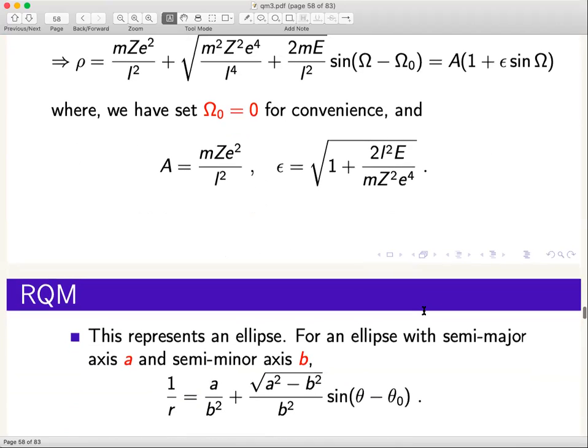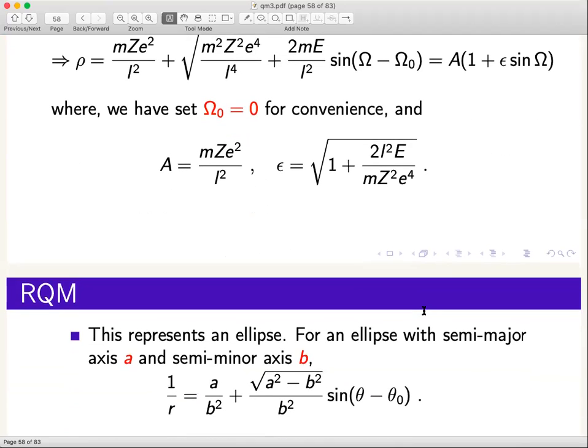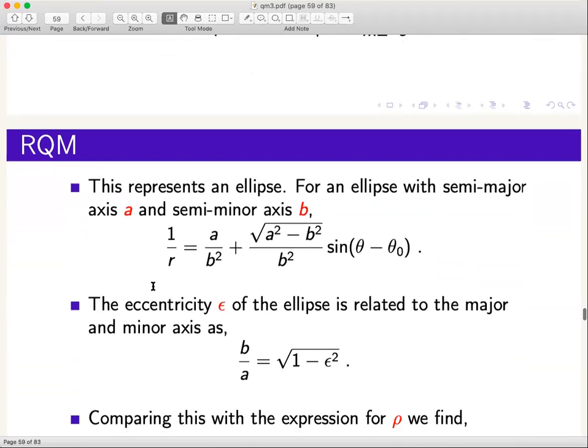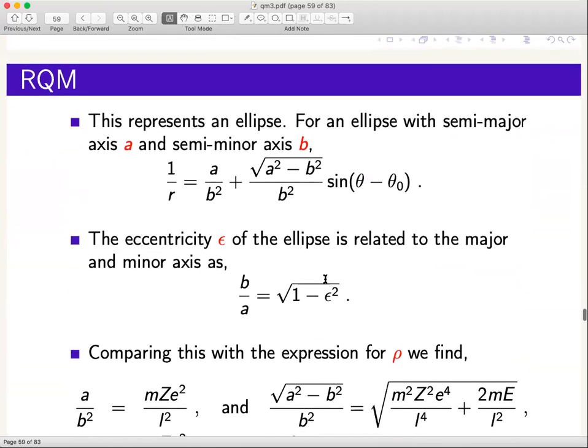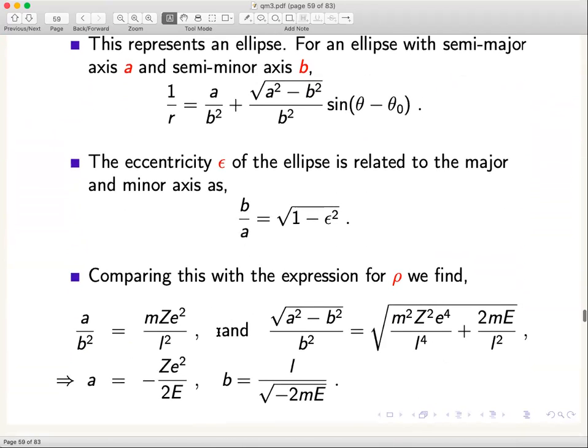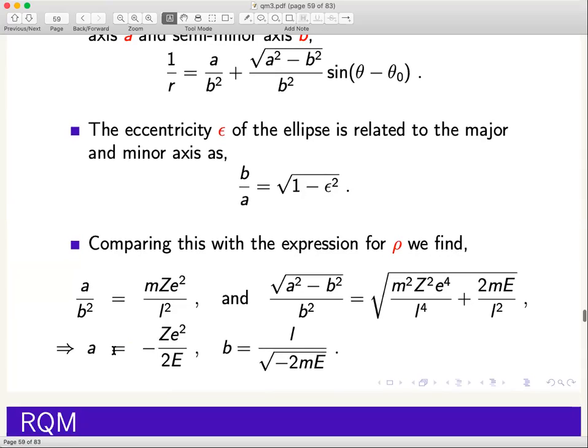Fine. So as I said, this is an ellipse, and we identify the major and minor axes of this ellipse and determine that the major axis is related to z squared upon 2E with a minus sign. That minus sign just tells you that the energy is negative, and b is L upon the square root of minus 2mE, which is the minor axis.